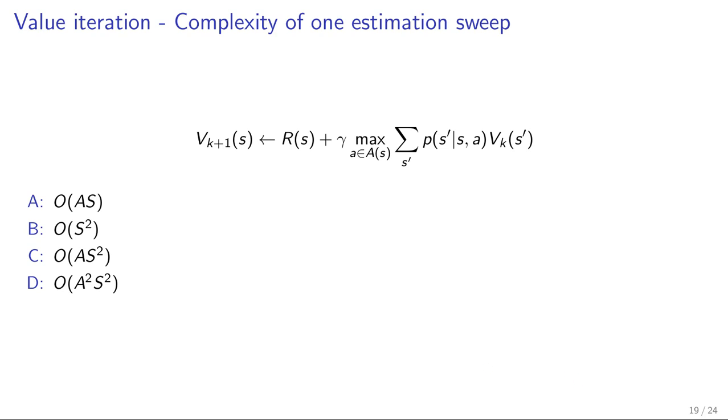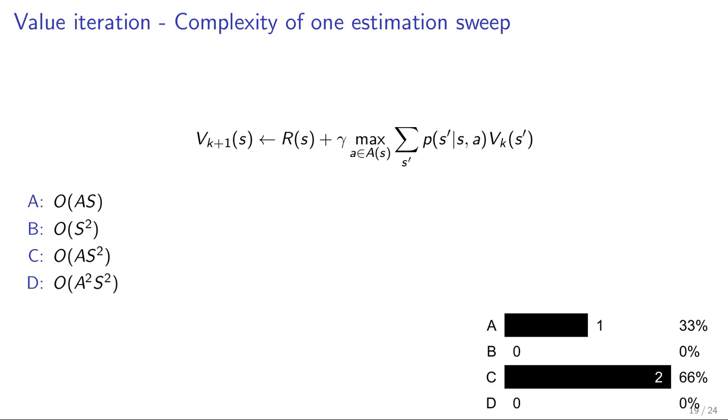To put it correctly, it's the complexity of one estimation sweep, so one step of this. And you will need as many sweeps as you do iterations, so it's the complexity of this one sweep. Let's check the results. Yeah, so indeed, it's C. So why is it like that?